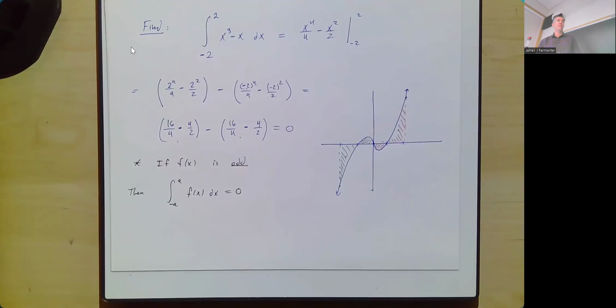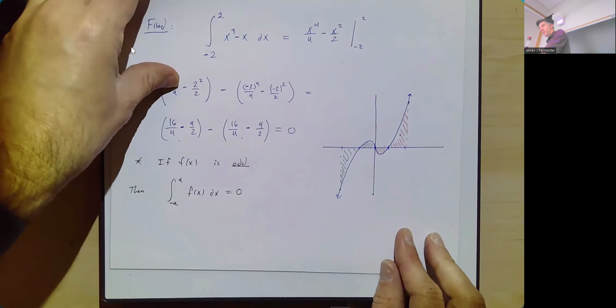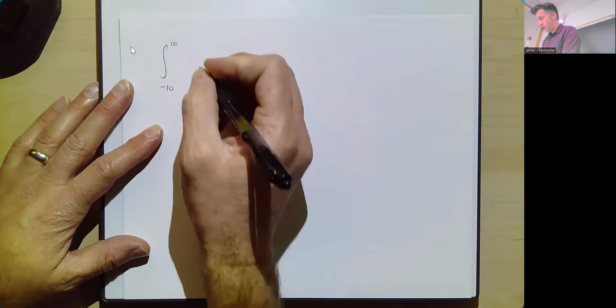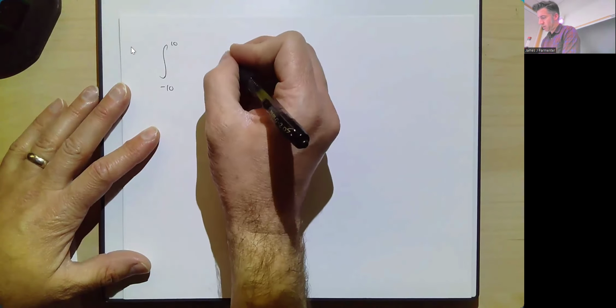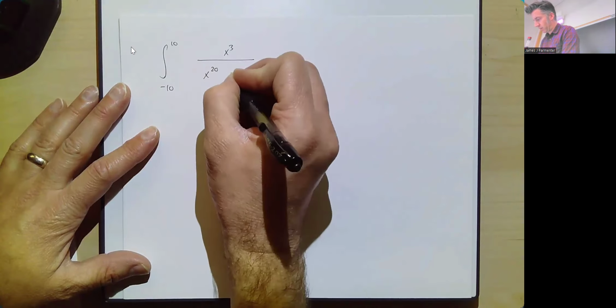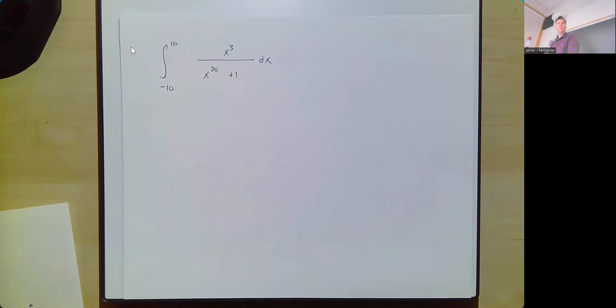Now, sometimes people ask questions like this on an exam, but in a very kind of challenging way. For example, I might ask you something like, what's the integral from negative 10 to 10 of x cubed over x to the 20th plus 1? And at least as far as I know, there isn't any way to integrate this. Like, I don't know how to find the antiderivative of x cubed over x to the 20th plus 1. But I don't need to, because there's a clue.